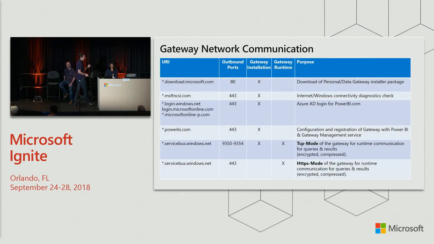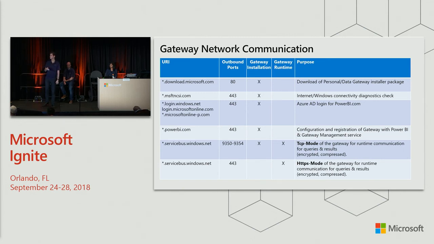Now, on the network communication, this table here is really for reference. The key point that we made earlier is that the only communication that the on-premises gateway does is outbound. So you don't have to open up anything in your firewall. The gateway doesn't have to run in the DMZ or anything. It can run on any machine, really, as long as that machine has access to the internet to particular URIs.